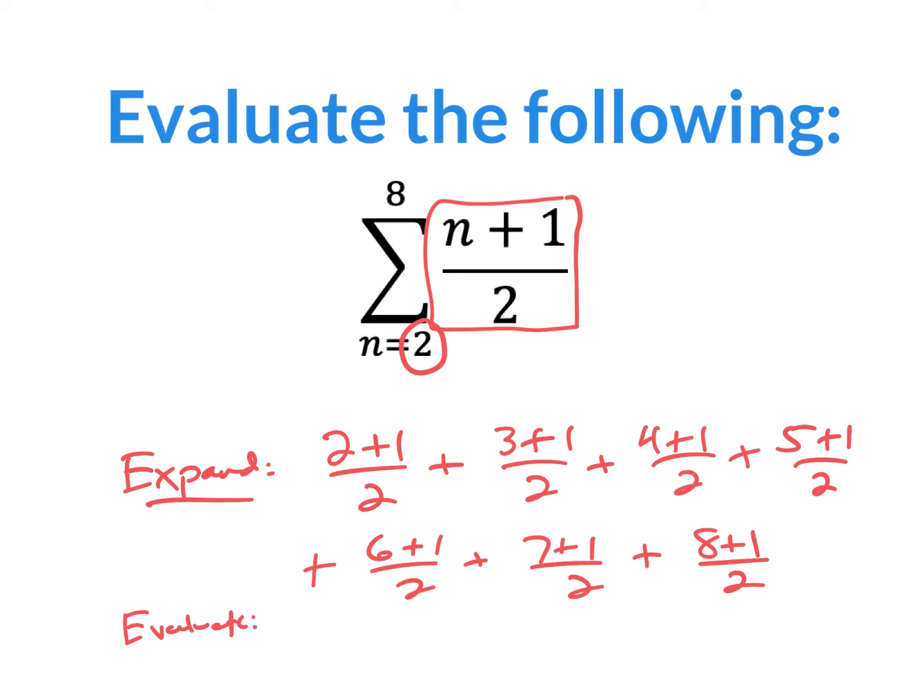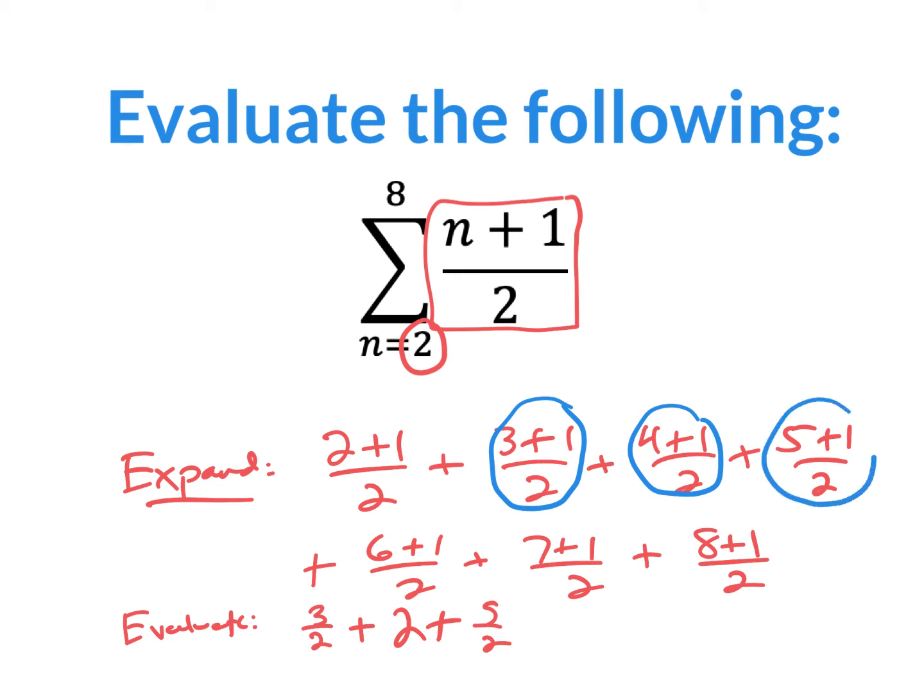the first one I get 3 divided by 2, so let's just leave it as 3 over 2. The next term, which is this one here, I get 3 plus 1 is 4, but divided by 2 gives me 2. And then if I move to the next term, that looks like 5 over 2. And then if I move to the next one, that ends up being 6 divided by 2, which is 3.